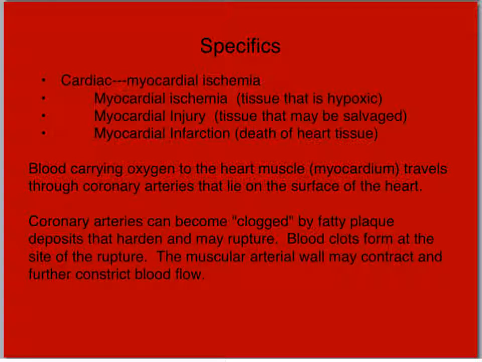Blood's carried to the heart muscle, the myocardium, through coronary arteries that lie on the surface of the heart. But these arteries can become clogged up, a clot can form, or the arterial wall may actually constrict and create an obstruction to blood flow through either a clog, a clot, or a clamping mechanism.